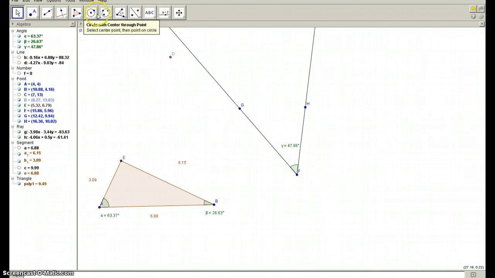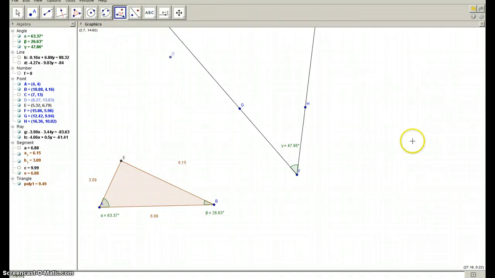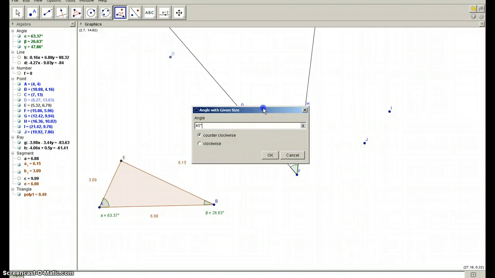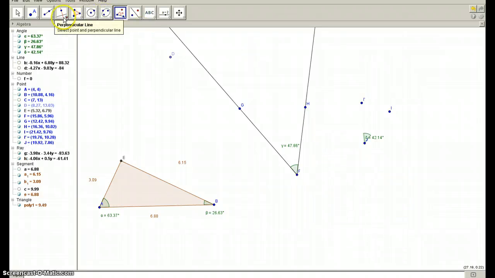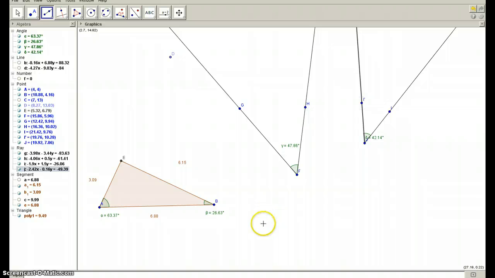So we have an angle here, and it's 47.86 degrees. Now I'm going to draw another angle, but actually I'm going to measure an angle with a given size. Let's see if I remember how to do this right. What do I want the size to be? I want it to be the complement of 47.86. So 90 minus 47.86 would be 42.14 degrees. Okay, so we'll say okay. And now I can draw those rays there. And I've drawn a complement right there. A pair of complementary angles.